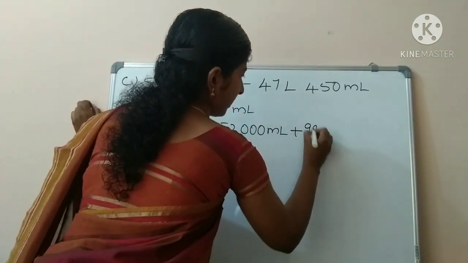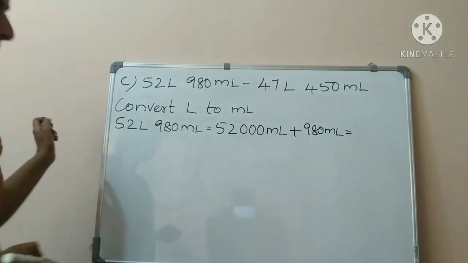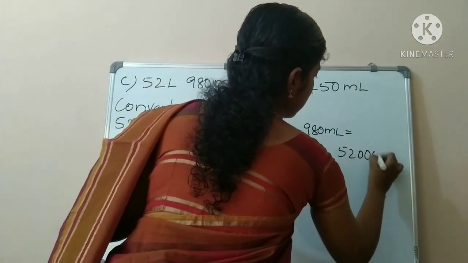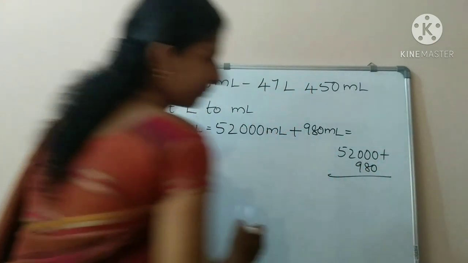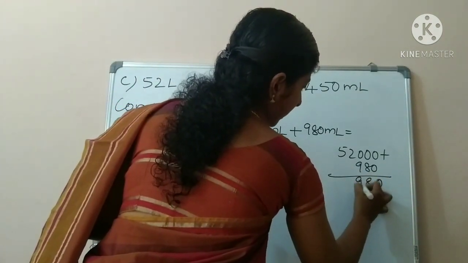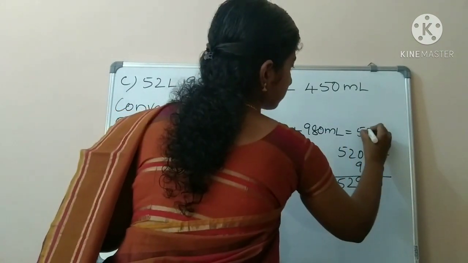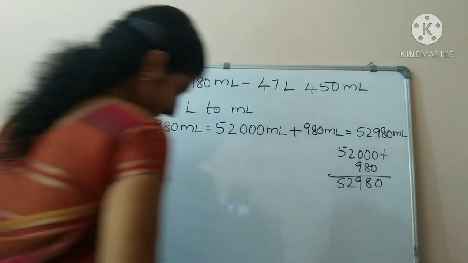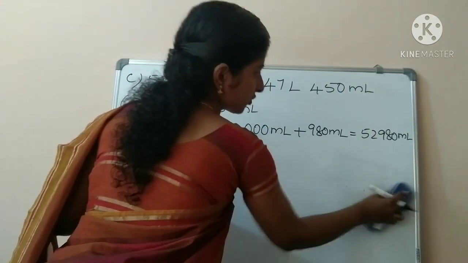Plus 980 milliliter is equal to 52,000 plus 980. What is the answer? 0, 8, 9, 2, 5. 52,980 milliliter. Okay.